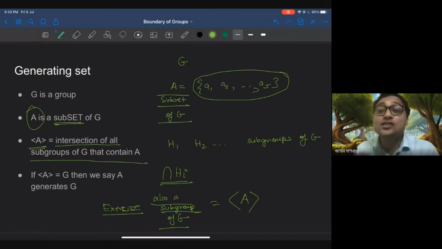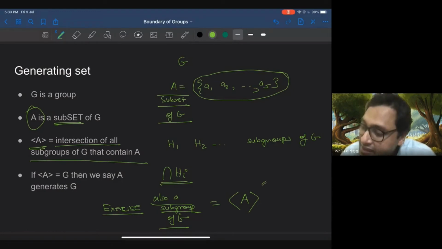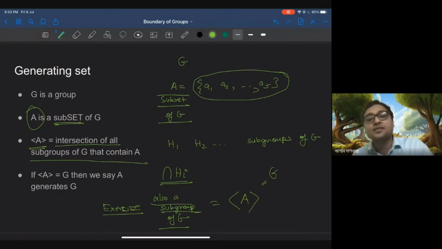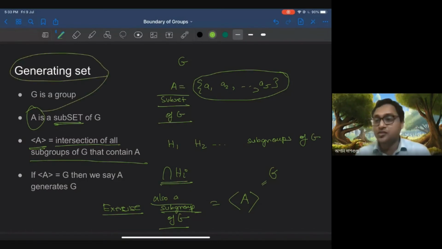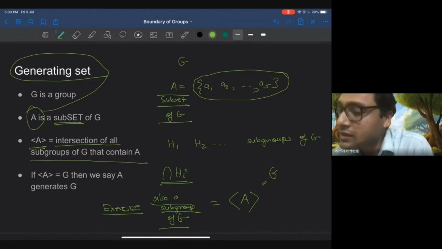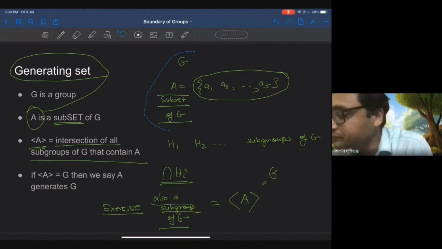And it might so happen that this angle bracket A is G itself. That is, all the subgroups that contain those elements are G, the entire group G. I'll give you an example in a moment, you will understand. So then we say A is the generating set of the group G. So let me give you an example.